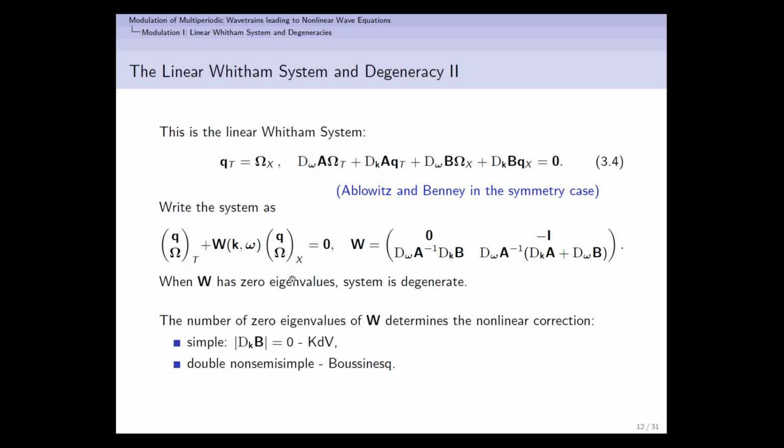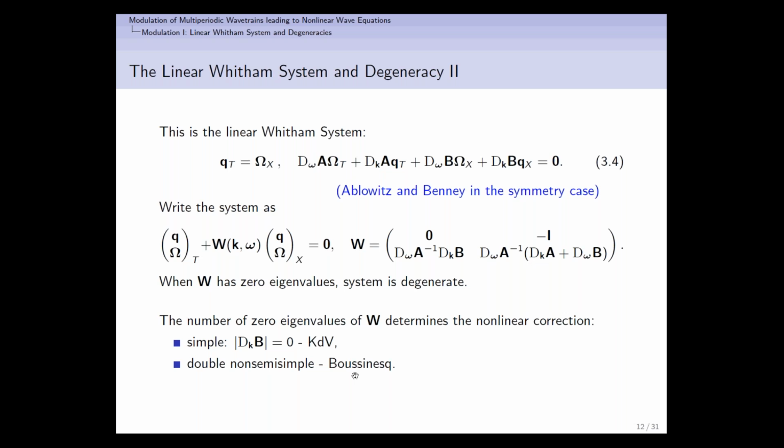So it turns out the zero eigenvalues of W and their multiplicity determine the nonlinear equation you're going to get, which is very much the case in the single phase case as well. The first possible case we can have is just a simple zero eigenvalue. And that actually corresponds to the Jacobian of B with respect to K having a zero eigenvalue. And so we've seen that case before in the Jordan chain analysis. So we can see that the KdV is going to come into play then. That's the first such case of a nonlinear phase equation coming out.